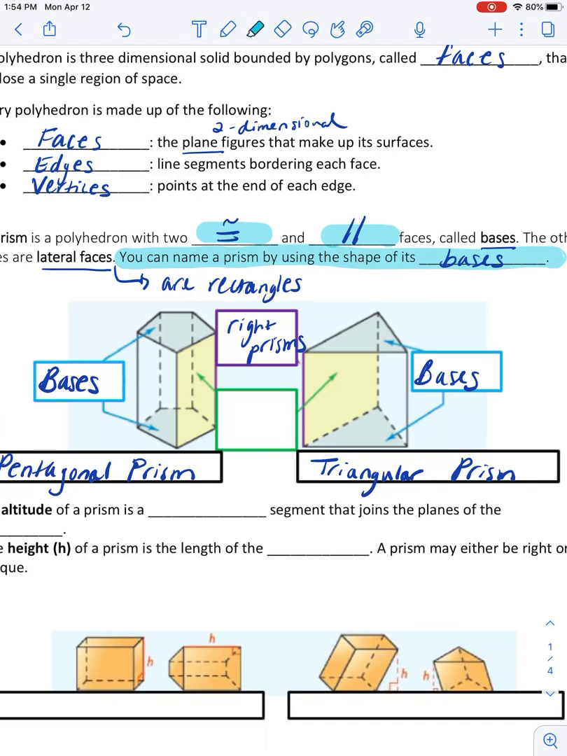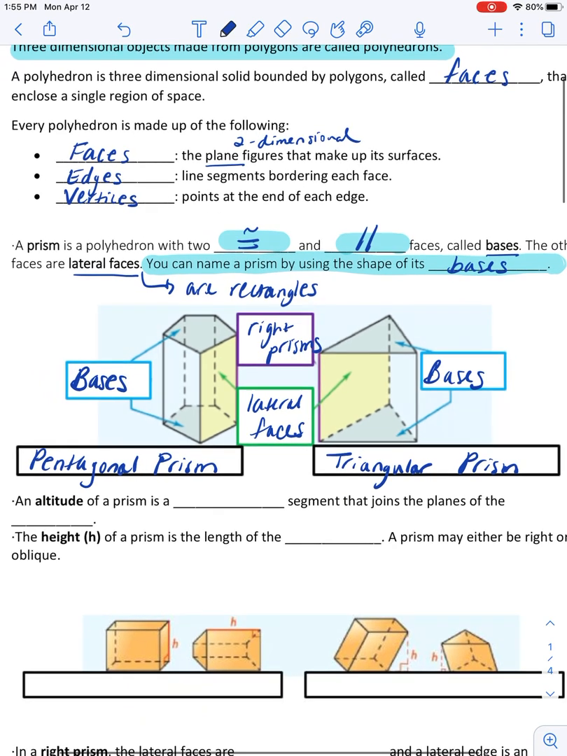For both of them, if you notice, I'm going to highlight this in yellow. All of the shapes that you would see if you were to turn that figure, you're looking at rectangles. All of those rectangles are called lateral faces, and they're always going to be rectangles. No matter what shape the base of a prism is, those lateral faces are always rectangles.